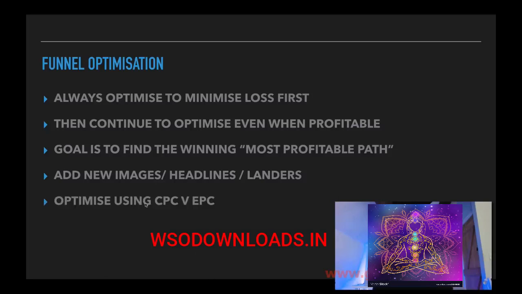And overall, what we're going to be doing, and I'm going to show you this in a moment, is we're going to be optimizing using cost per click versus earnings per click. Now, this is obviously the cost per click that we are paying on average per click going through to the offer. And we will be able to see how much those clicks are actually earning on average. And that's how we can start to optimize and find the most profitable paths. But we'll show you that in a second when I dive in.